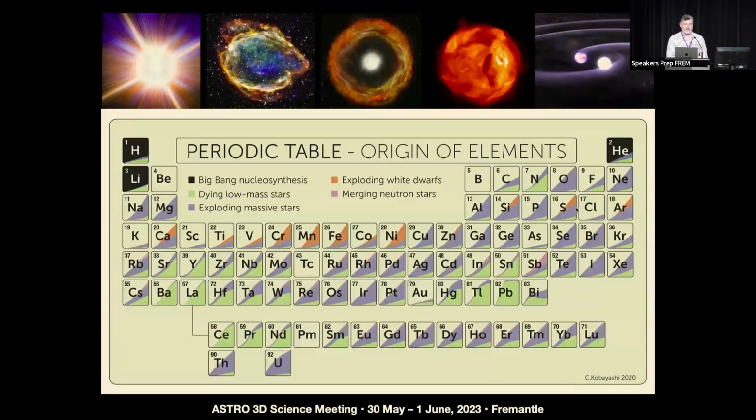So, the periodic table. This is a lovely picture produced by Chiaki Kobayashi, showing you where all the elements come from, or where we believe all the elements come from. It ranges from the Big Bang, in black there, low mass stars in green, exploding massive stars in purple, orange for exploding white dwarfs, that would be type 1a supernovae, and then merging stars in mauve. As you can see, often there are multiple channels for producing a given element, but one of the things we can do by looking at different elements and their ratios is try to figure out what the environment was like, what sort of material the star formed out of, and hence where and under what conditions it formed.